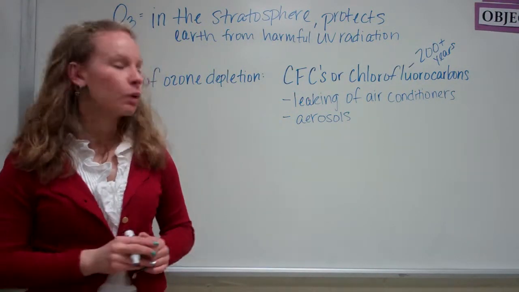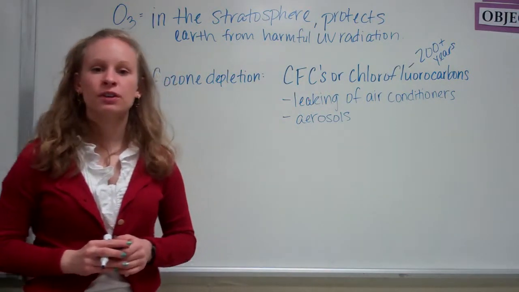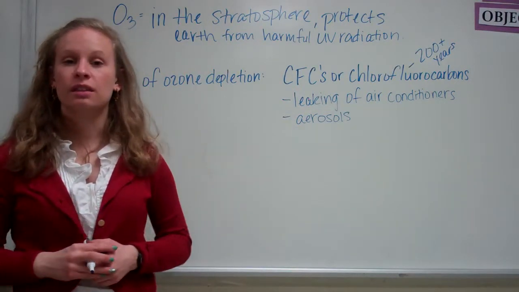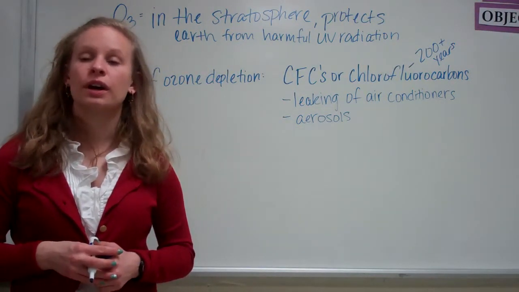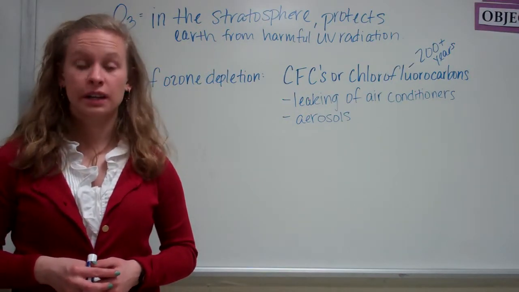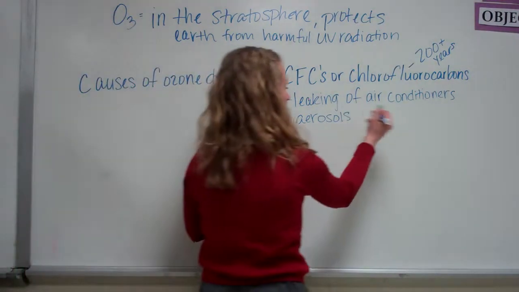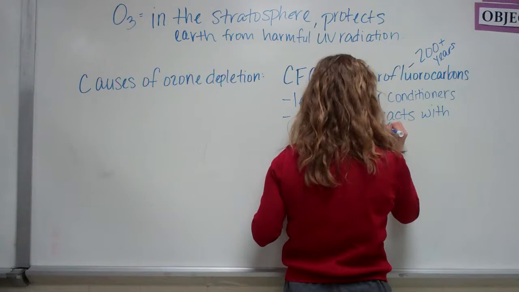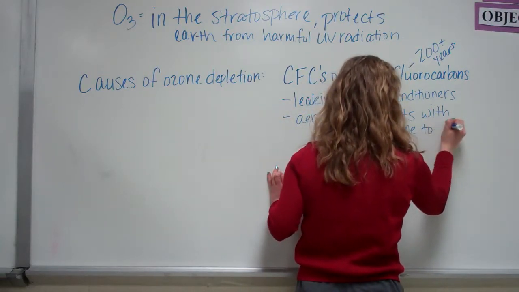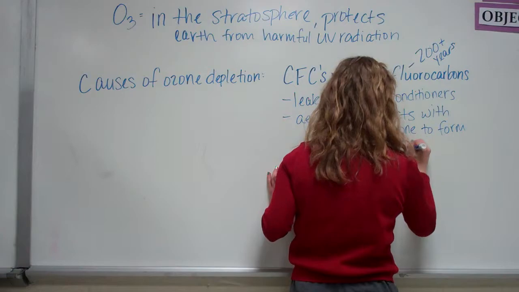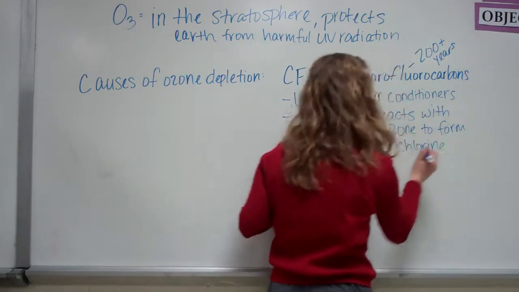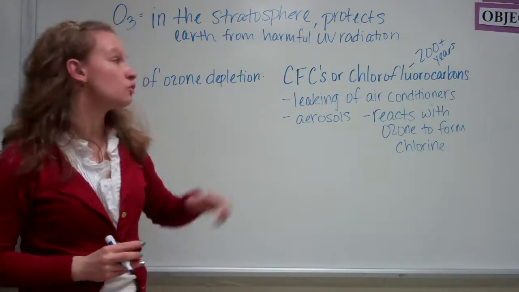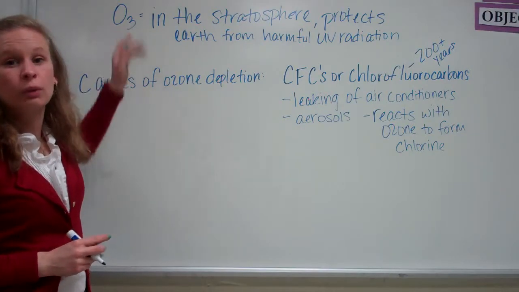What ends up happening when we have these CFCs getting into the atmosphere, they react with the ozone and form chlorine. In the process, they're taking away the ozone in the atmosphere and replacing it with chlorine. So we're ending up with less and less ozone in the atmosphere. And one CFC can react with multiple ozones. So we can end up with just one CFC doing a lot of damage, taking away a lot of O3.